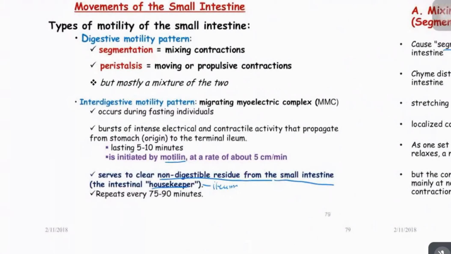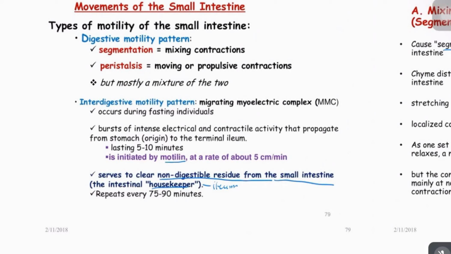Movements of your small intestine. Types of motility of your small intestine. Digestive motility pattern. Segmentation equals your mixing contraction. Peristalsis equals moving of your propulsive contraction, but mostly a mixture of both.